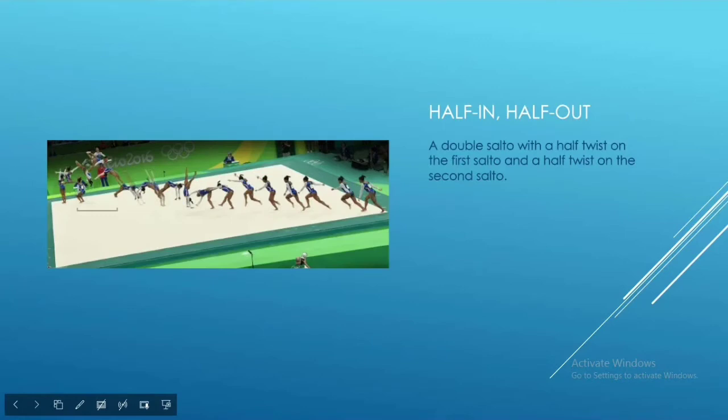Half in, half out. A double salto with a half twist of the first salto and a half twist of the second salto. So yes, as in the picture, it is just like that.